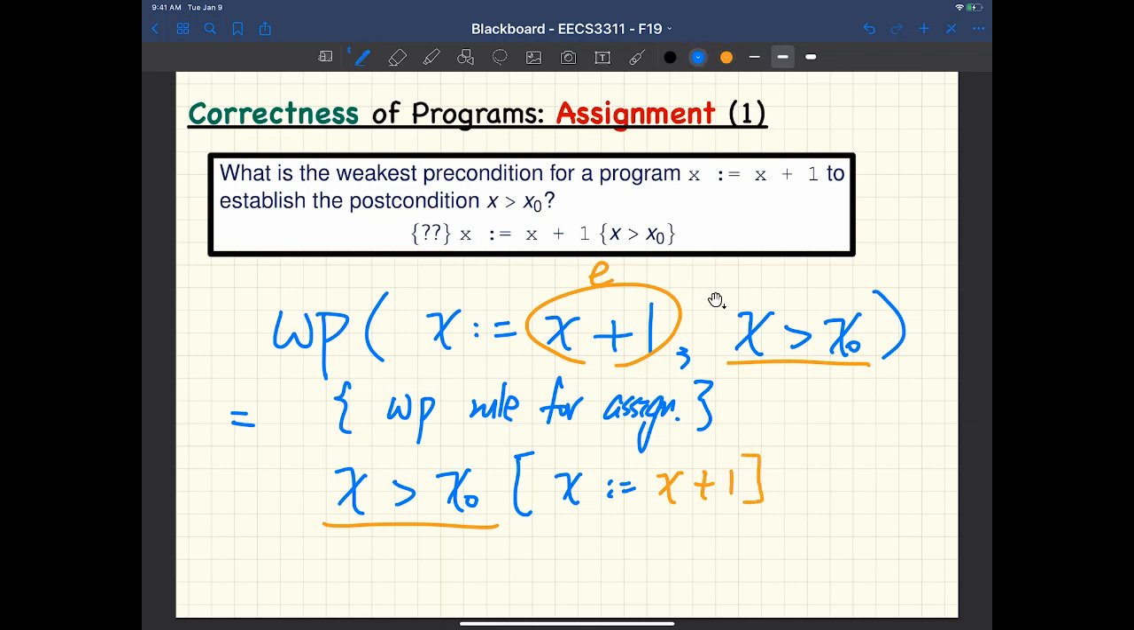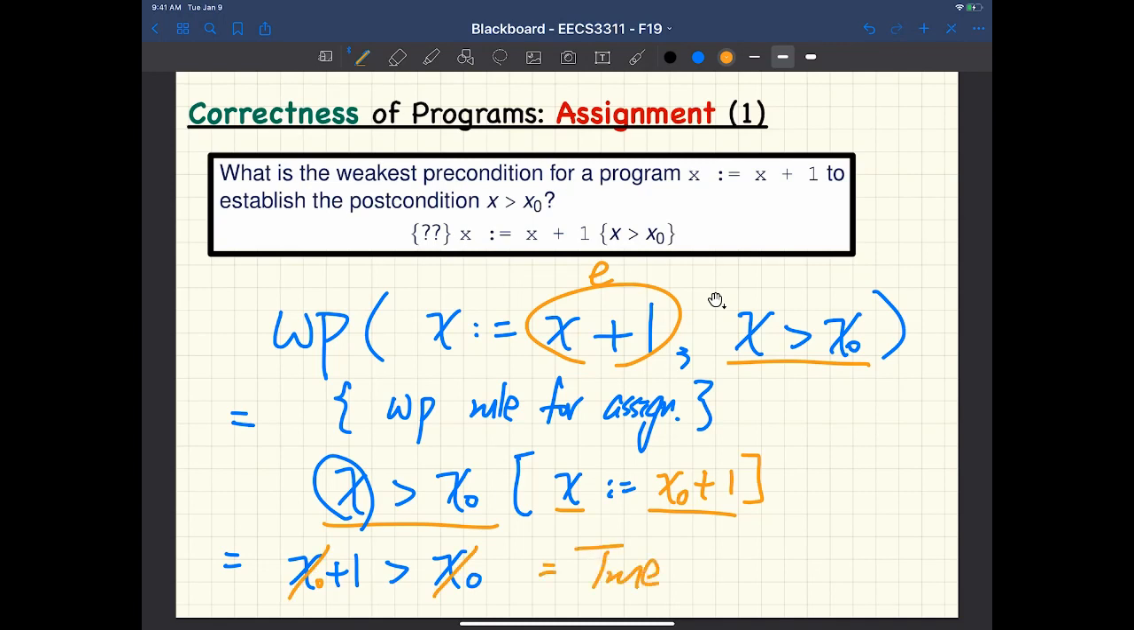Let's go with a little bit of substitution here. We replace X by X plus 1, so that means X plus 1 larger than X0. Be a little bit careful here. Sometimes you may want to have some old value to help you. When I say X is assigned to X plus 1, this X is really X0, the very initial value for X, and I'm trying to increment X. So it's more helpful if I say X0 plus 1 larger than X0. Now if you reduce that, it will be 1 larger than 0, always true.